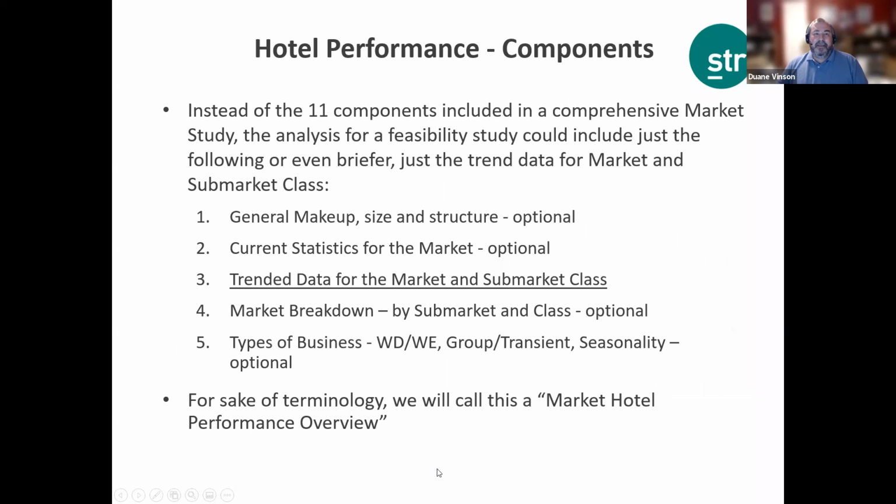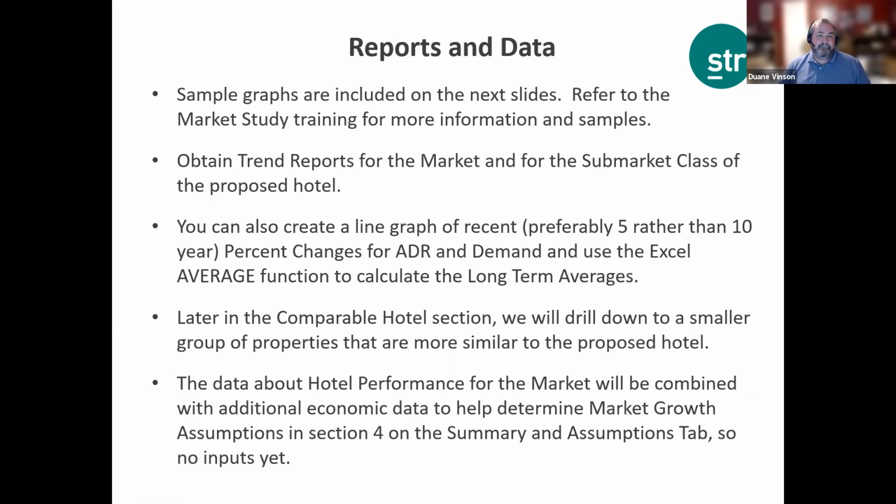All right. These are components that were taken directly from the market study, and we're going to talk later about an expanded version of the feasibility where you could actually include some of this to sort of set the groundwork for understanding the market. So the reports and data we're going to need here, you're going to get a trend report for the market and for the submarket class of our proposed hotel, okay? The market and the submarket class. We're going to be creating some line graphs for our presentation so that we can show the performance of the market. And then we're also going to be entering some of this information later on into our template.